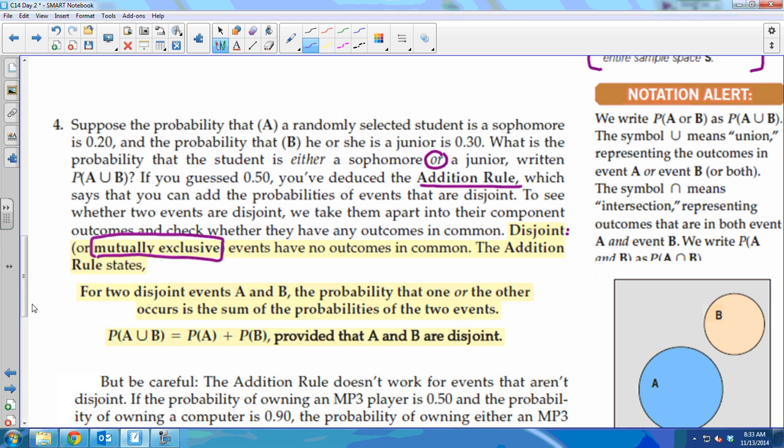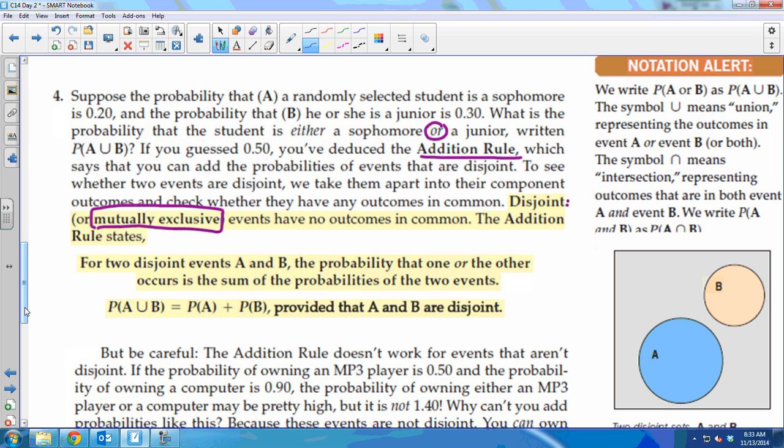Again, disjoint events have no outcomes in common. There's no overlap. If you have a Venn diagram, you have the two events completely separate. The addition rule says that if you have two disjoint events, the probability that one or the other occurs is the sum of the probabilities of the two events.